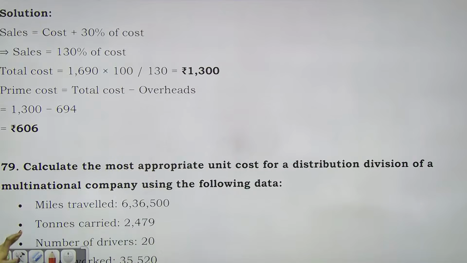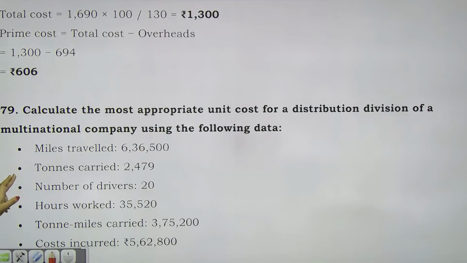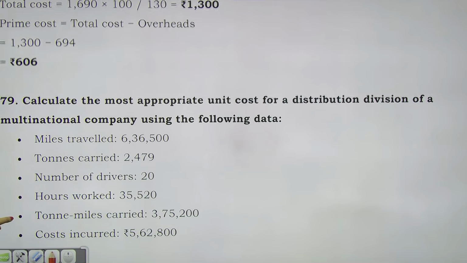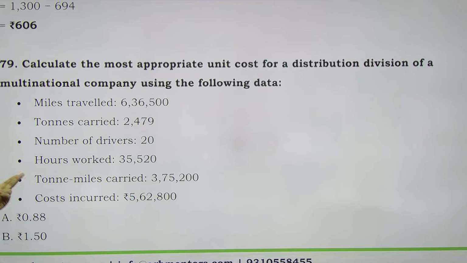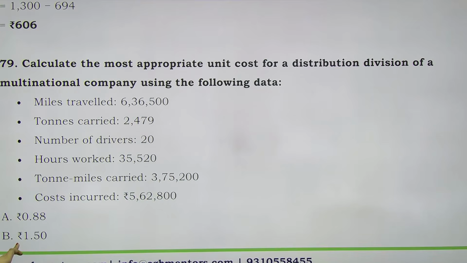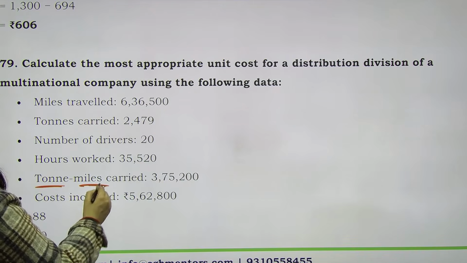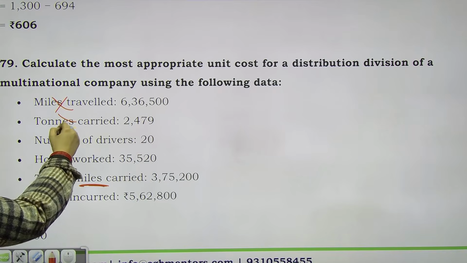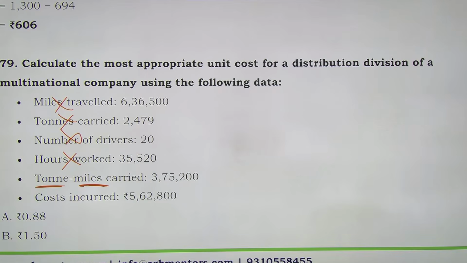Now next I have question number 79. You have to find out the most appropriate cost unit for a distribution division. And this is obviously ton mile which has been carried. This is going to be the best one because ton, miles, right? And because it's a distribution entity, these are all not relevant. So why are they not relevant, guys?